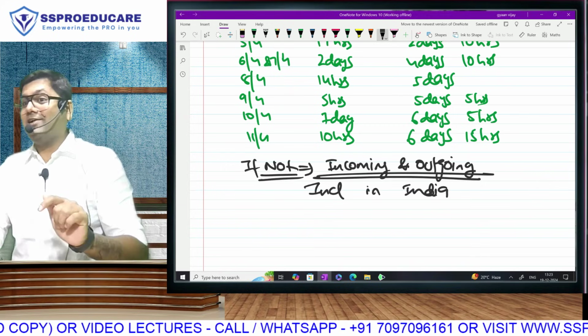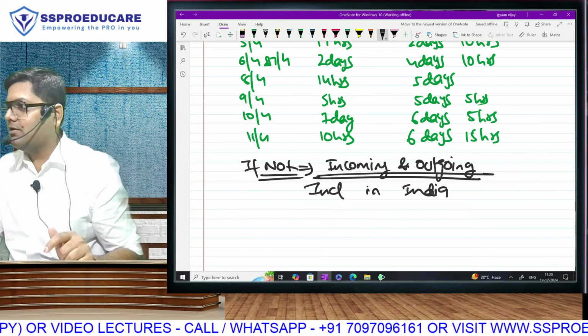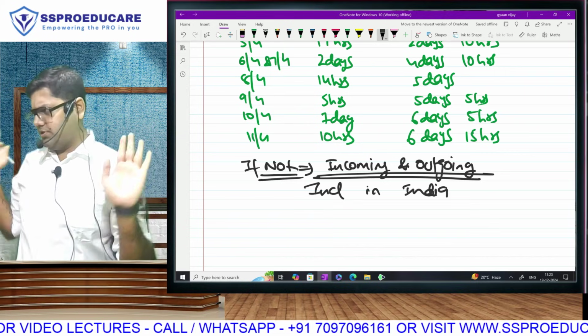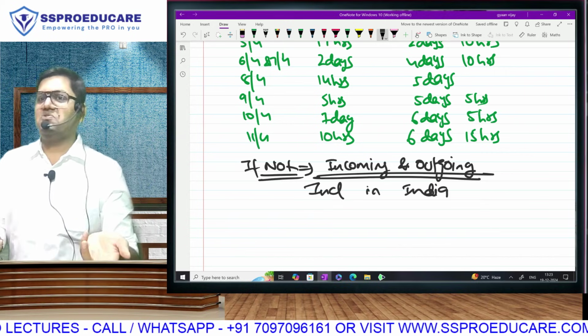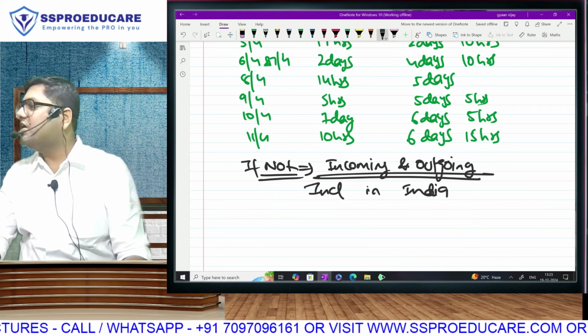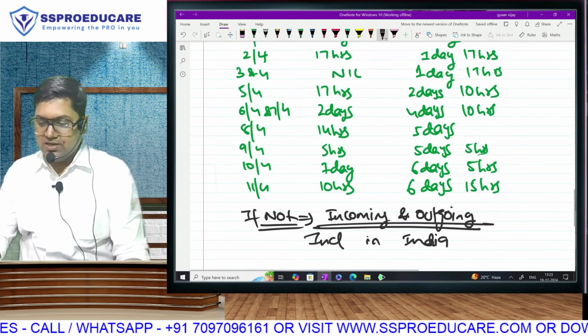If they directly say that we will consider both days, then you will be angry. They're like, no, we are not considering both days. You give us number of hours data. But they know it is not possible. Now, if it is not possible, then we have no choice. Incoming and outgoing both will be considered as stay in India.